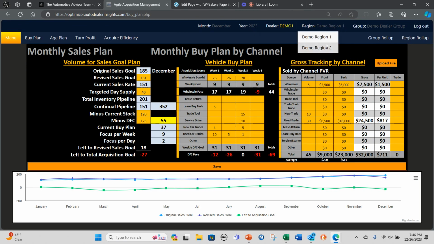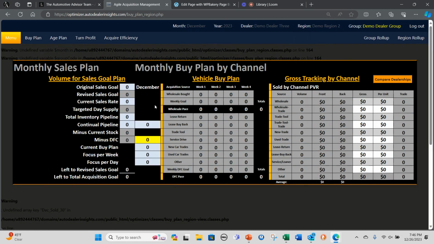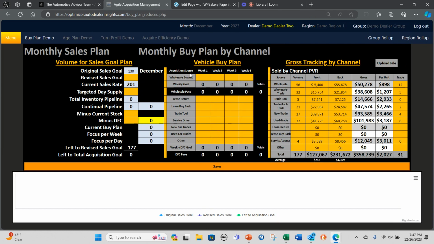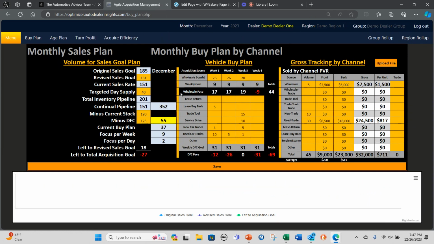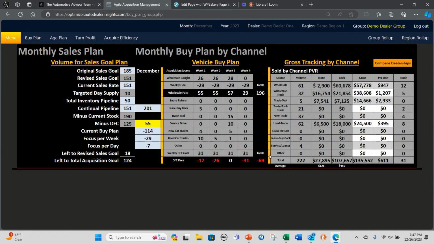So if you're broken down by regions and multi-rooftops, we can look at that. As you can see, we have roll-ups by region. So you can see how region 2 is doing, how region 1's doing. In that, you can see how dealer 1's doing, dealer 2, right, and get all their numbers. So you can kind of navigate between dealers and regions. And then, of course, at the group level, you can roll up to the group.